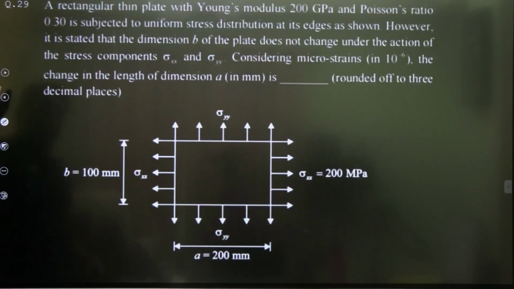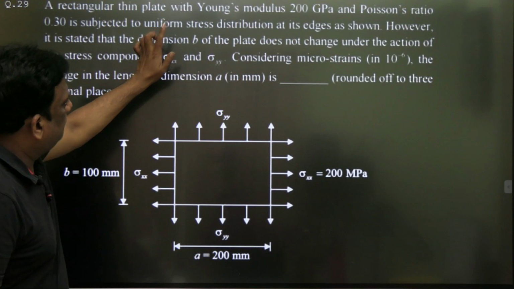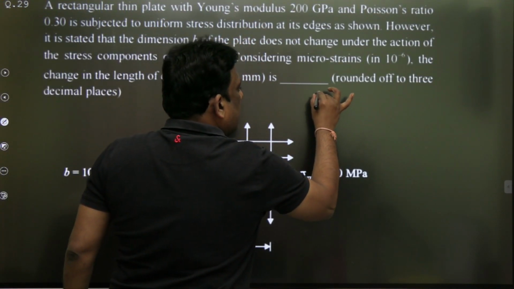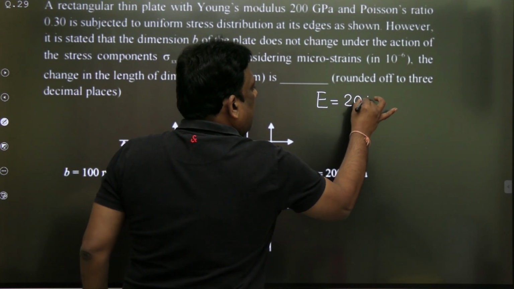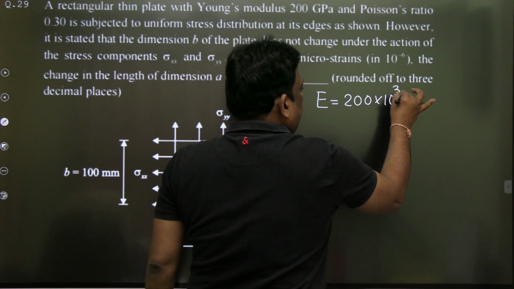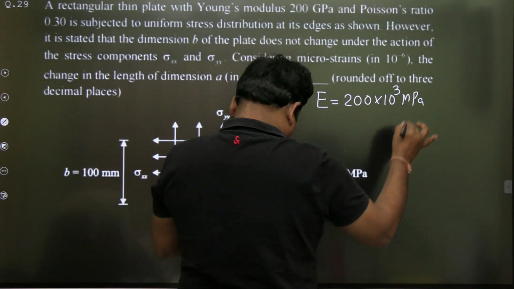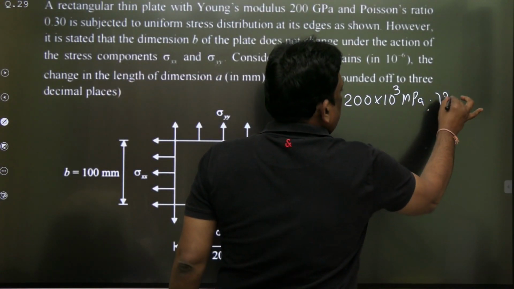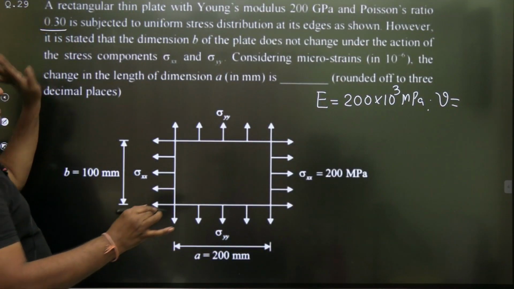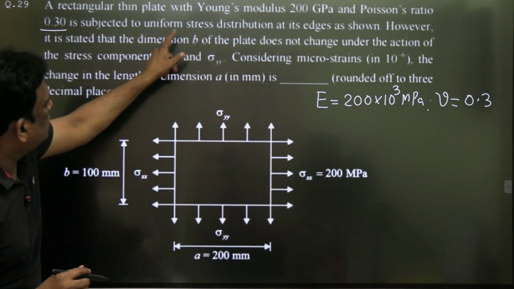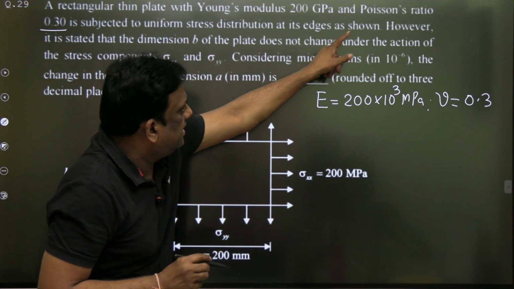Okay, we'll take a good question. Take this question. A rectangular thin plate with Young's modulus E given as 200 gigapascal. I will write gigapascal as 10 power 3 megapascal. And the Poisson's ratio is given as 0.3. Very good. Now it is subjected to a uniform stress distribution at its edges as shown.